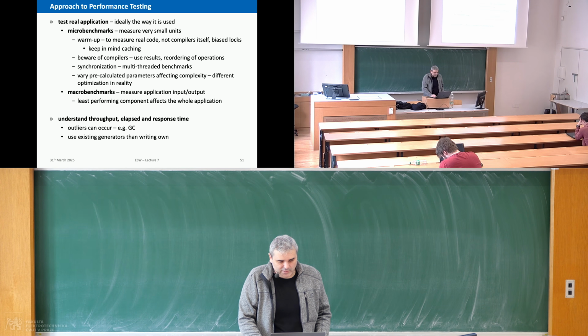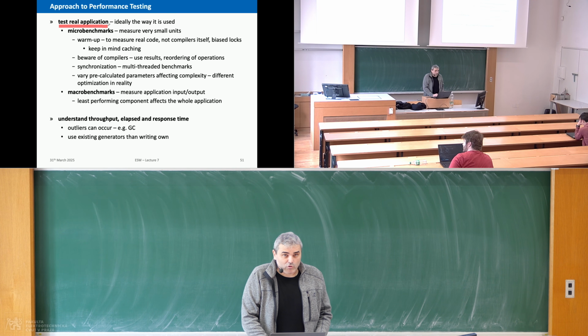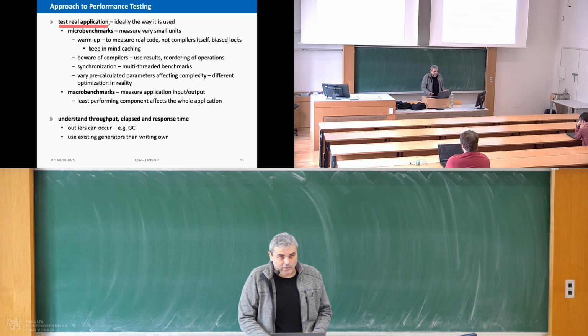So let's summarize the approach to application performance testing. First of all, you should not test any artificial stuff, but rather the real application, ideally the way it's used normally, because the way you call some code affects how it is optimized, and how it's then benchmarked. If your benchmark is using different data, calls different methods, the result could be completely different.